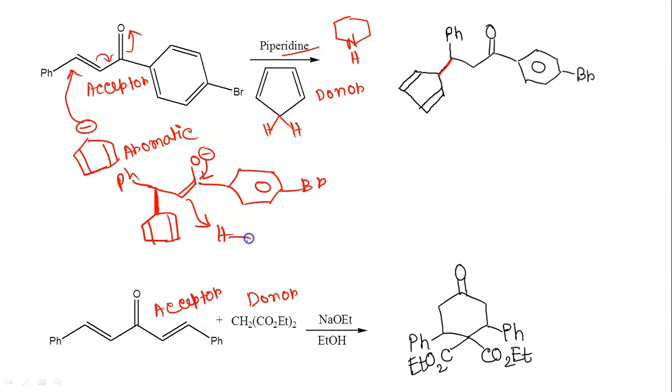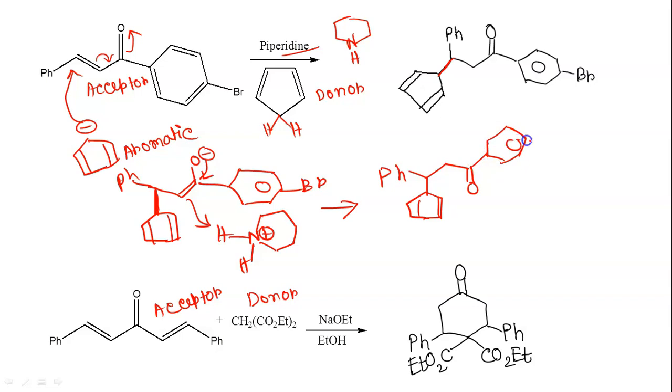So one of the hydrogens of piperidine. So piperidine is positively charged, but it will take one of the protons and the base will be free again. It can start another cycle because we are using the base in catalytic amount. So after taking this proton, the structure that we are getting, so these 2 are the same.